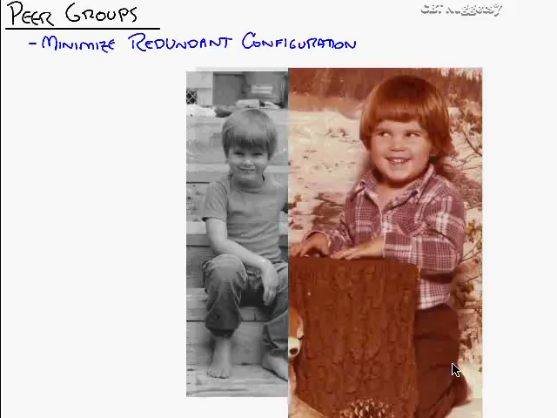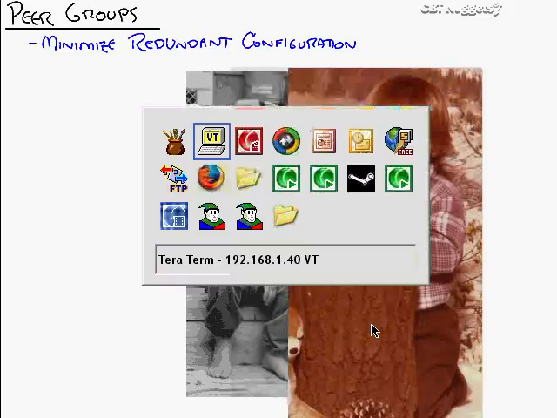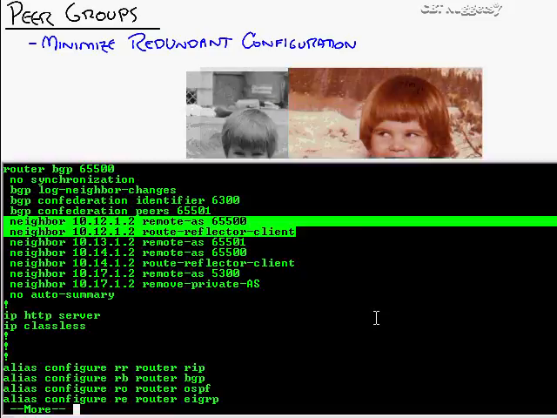You just say, those kids are identical, except this guy is sitting in front of a stump with a little older clothes, flannel shirts and whatnot. That's the same thing with peer groups.